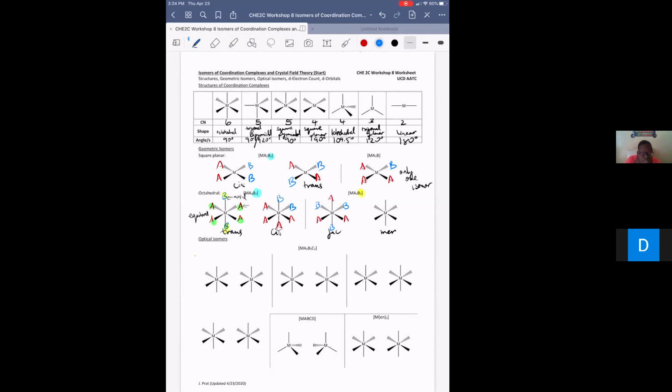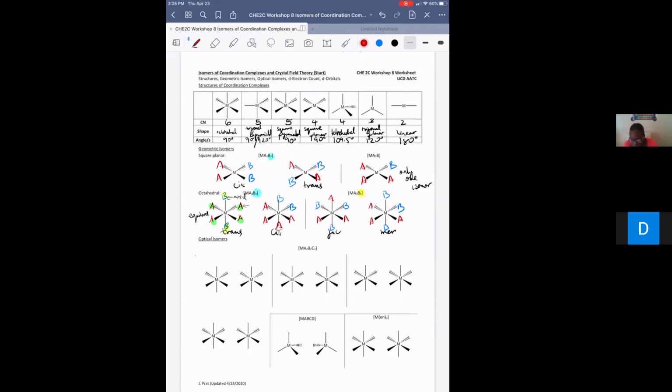For our meridional species, we should have 2 of our B ligands that are 180 degrees apart, and then 1 pair that is 90 degrees apart. And then we'll replace all the other sites with ligand A, right? So that's facial versus meridional, and those are our geometric isomers.